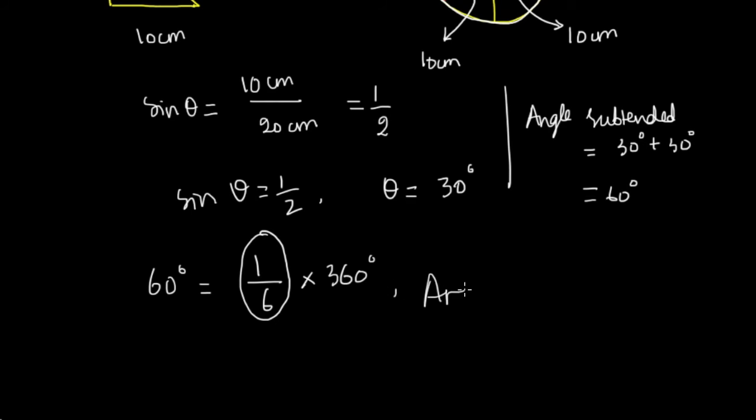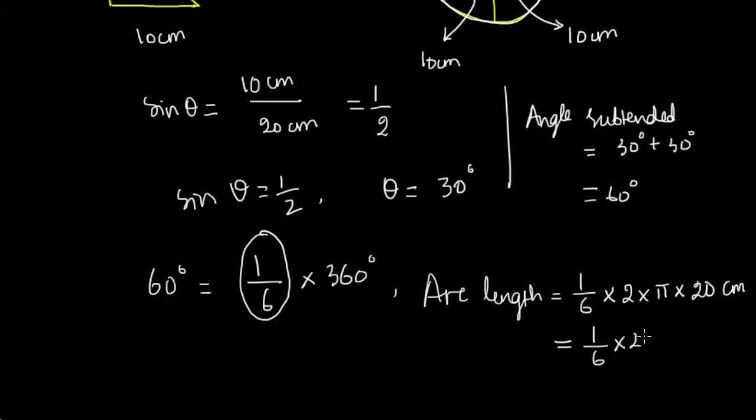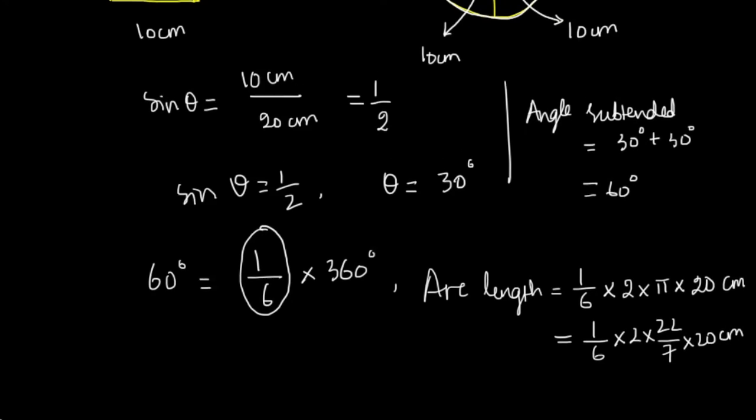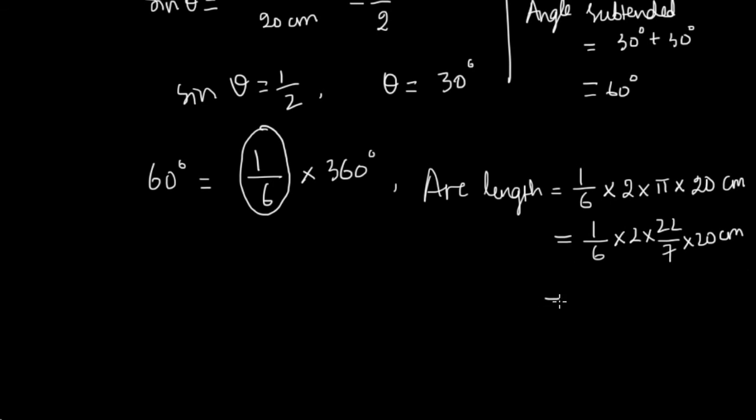So now arc length is equal to 1/6 of the circumference. Now what is the length of the circumference? Well, we know the radius, so that's just 2 times pi times radius, which is 20 centimeters. So that would give us 1/6 of 2 times 22/7 times 20 centimeters, which is approximately equal to 20.95 centimeters. You could also say this is about 21 centimeters.